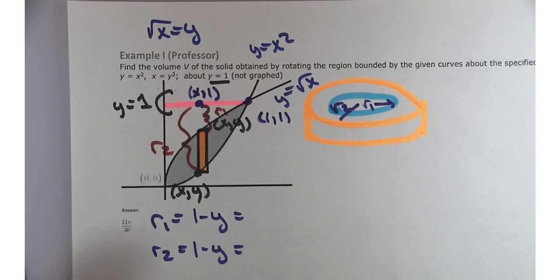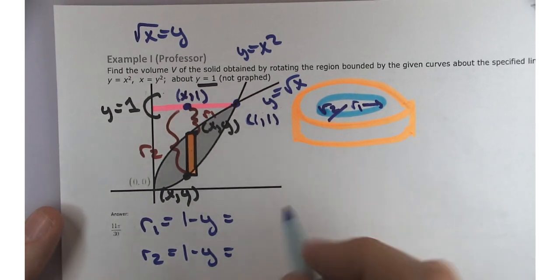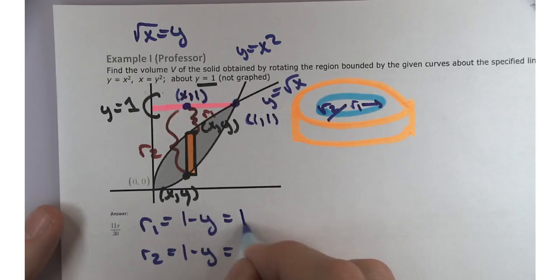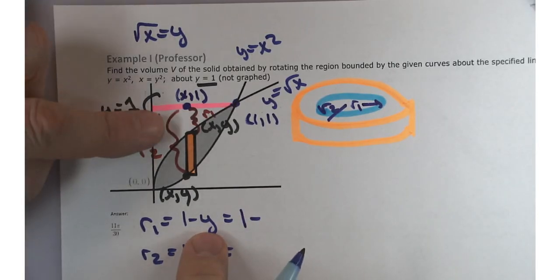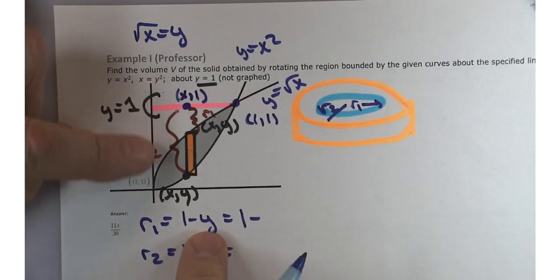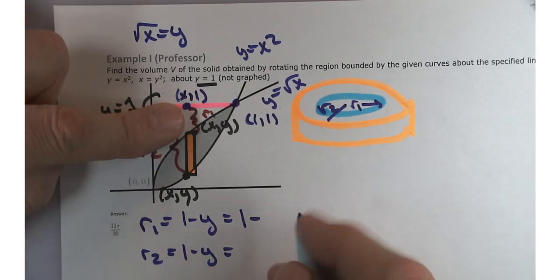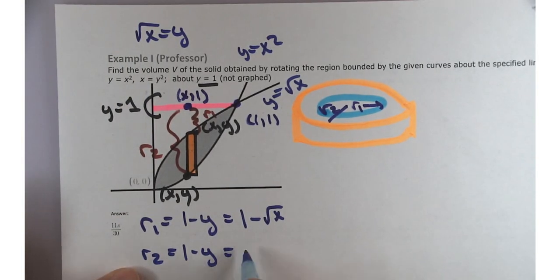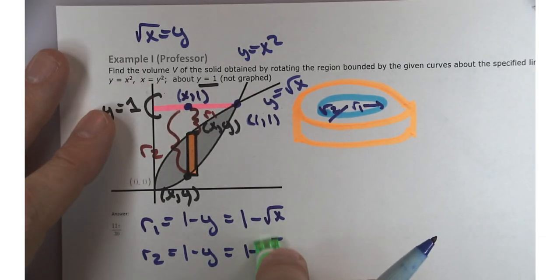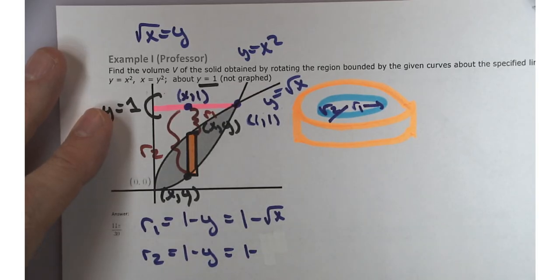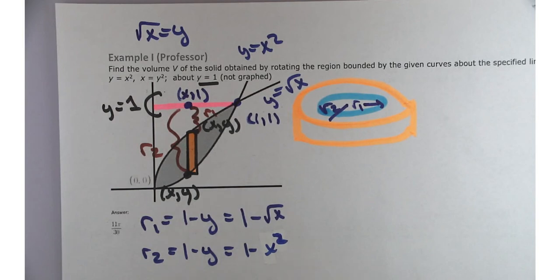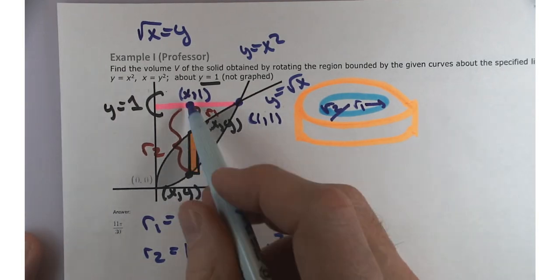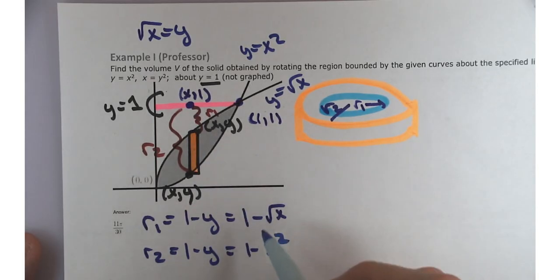Okay, so let's fill some things in here. That's going to be 1 minus y, and y is going to get replaced with the square root of x, right? Square root of x. And then this one over here is going to be 1 minus, not square root of x, how about x squared. Yeah, x squared is going to be your outside radius. Square root of x is going to be your inside radius.